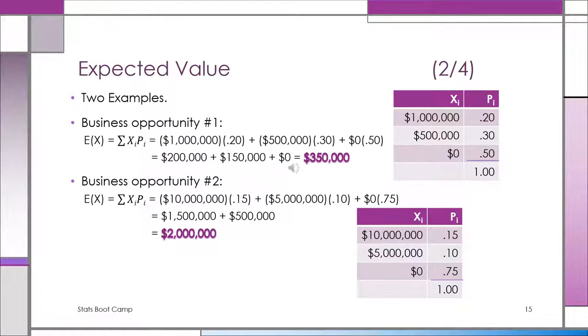Business opportunity two, where there's a 15% chance of making $10 million, a 10% chance of making $5 million, and a 75% chance of making zero, the expected value turns out to be $2 million.